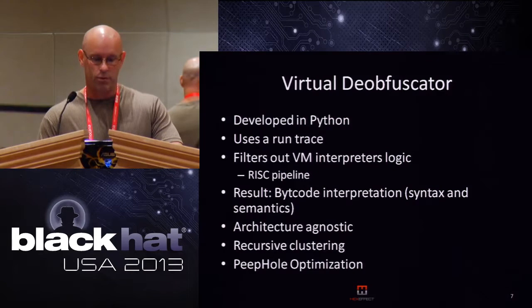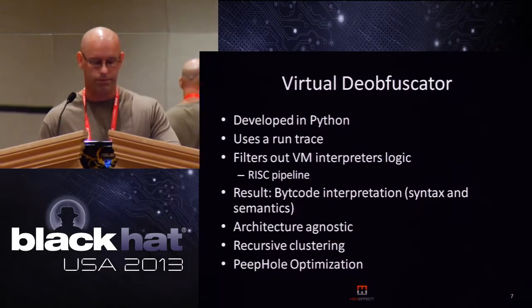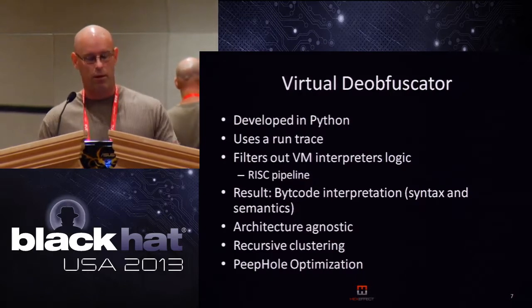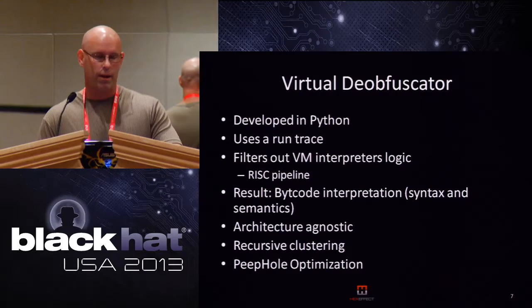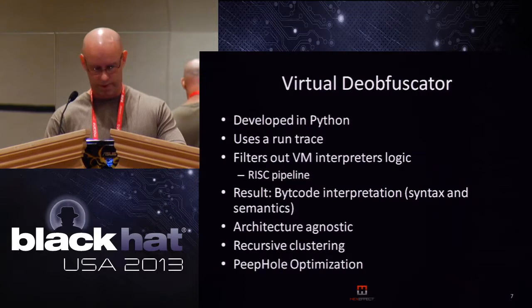So I came up with this virtual deobfuscator. What it does is it uses a run trace from a debugger, obviously, and filters out the virtual machine interpretation, okay? What you're left with is the semantics and syntax of the original bytecode as it's been translated and executed. I also wanted to be architecture agnostic, so it doesn't matter how many jittering layers of the virtual machine there are, it'll still work on all the different products that are out there. The way it works is through recursive clustering, and I came up with a peephole optimization. I'll talk more about that as we come to it.